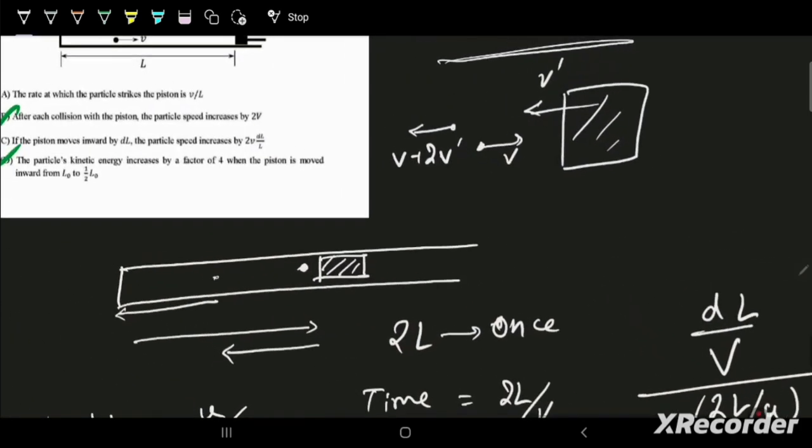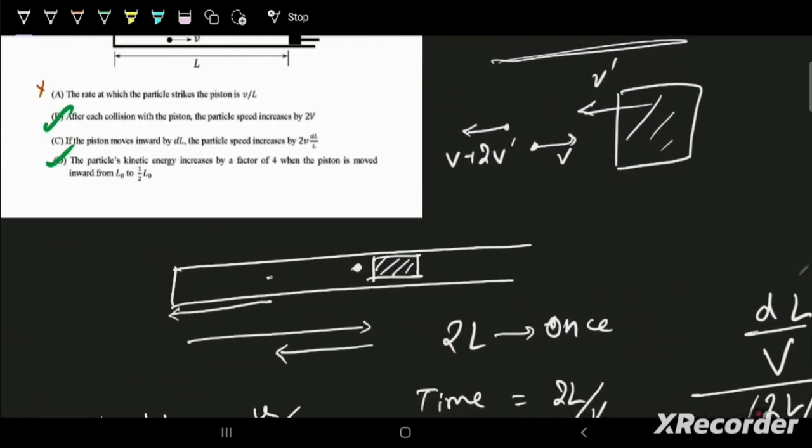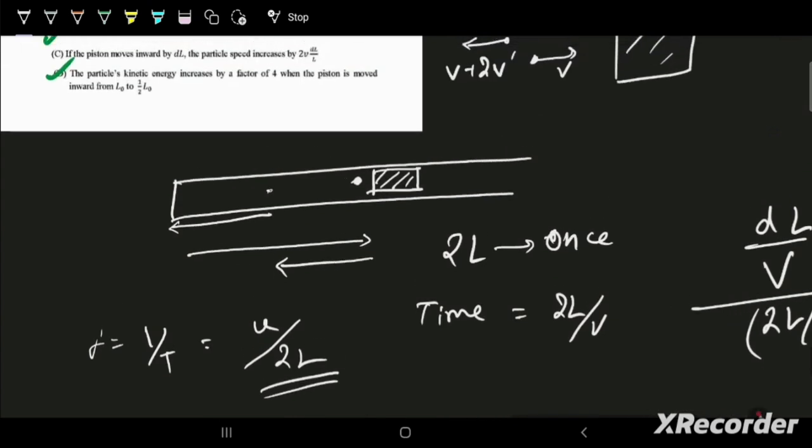Now option C is saying that the piston moves inward by dl. In this case I have to take positive dl because it's already saying that it moved inward by dl. It moved inward by dl means it has moved outward by minus dl, right? So in this case minus dl is equal to plus capital dl. So it must be only v dl by l instead of 2v dl by l. So that is why option C is wrong.